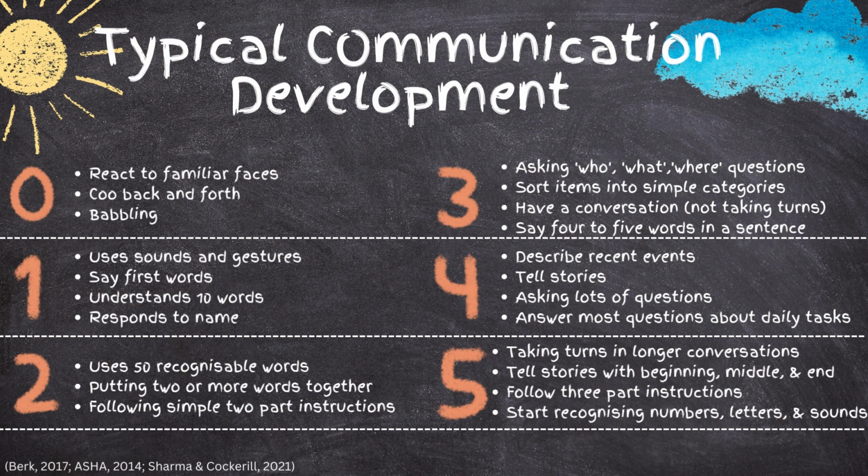At 4 years old, a child should be able to describe recent events, like what they did that morning, and they should also tell stories. They should also be asking lots of questions and answer most questions about daily tasks. At 5 years old, children should be taking turns in longer conversations, they should be telling short stories with a beginning, middle, and end, and they should be following 3-part instructions. They should start to recognise some letters, sounds, and numbers, and they should enjoy singing rhymes and songs.